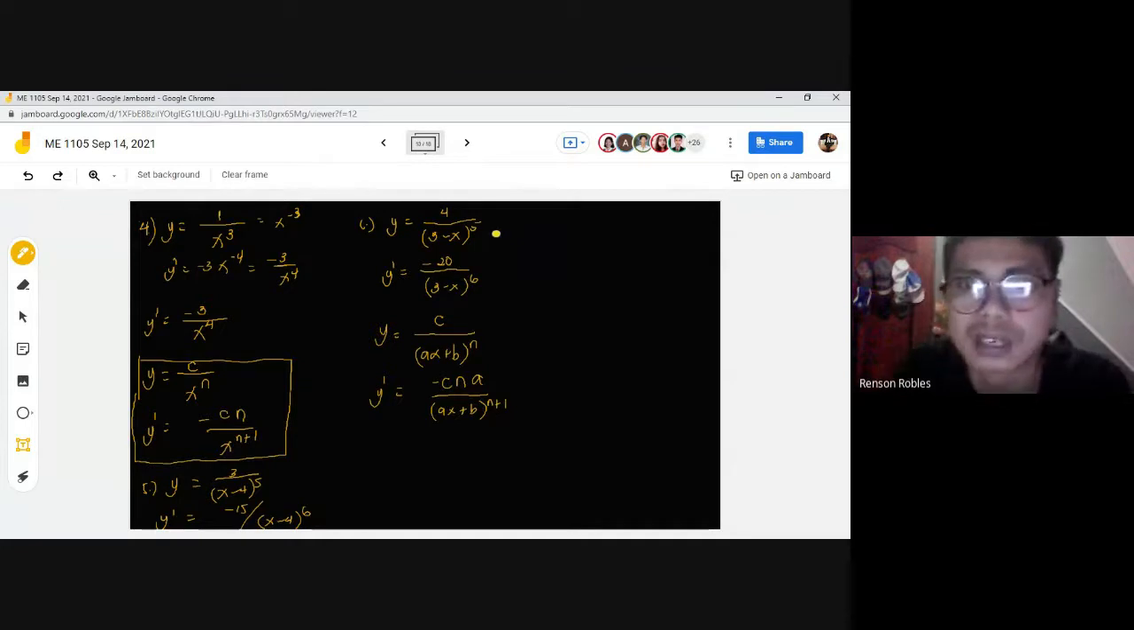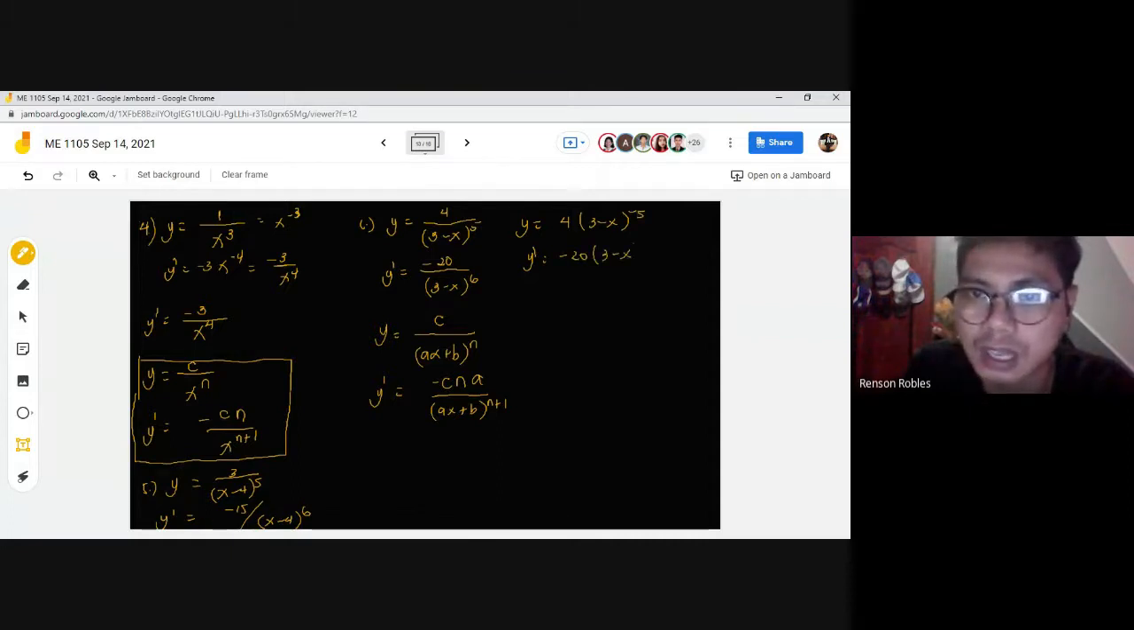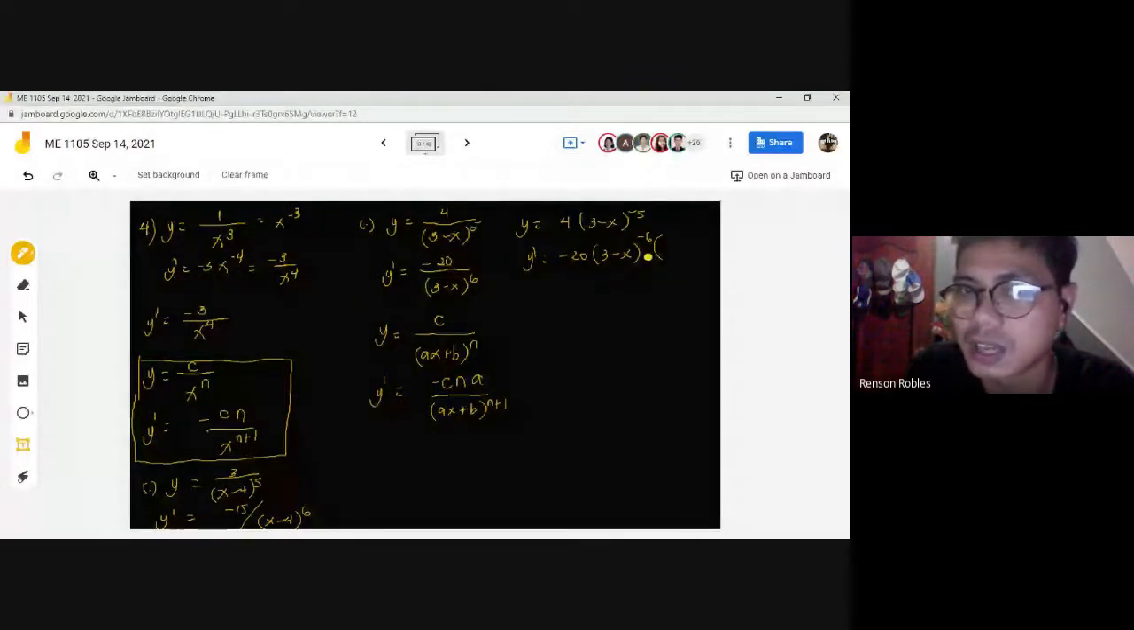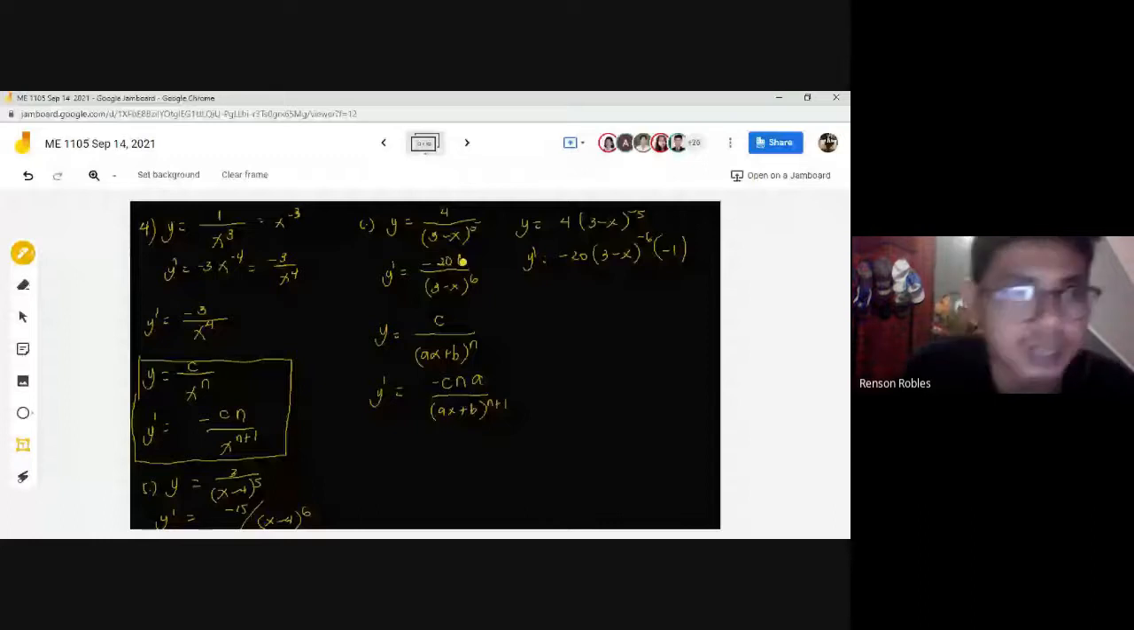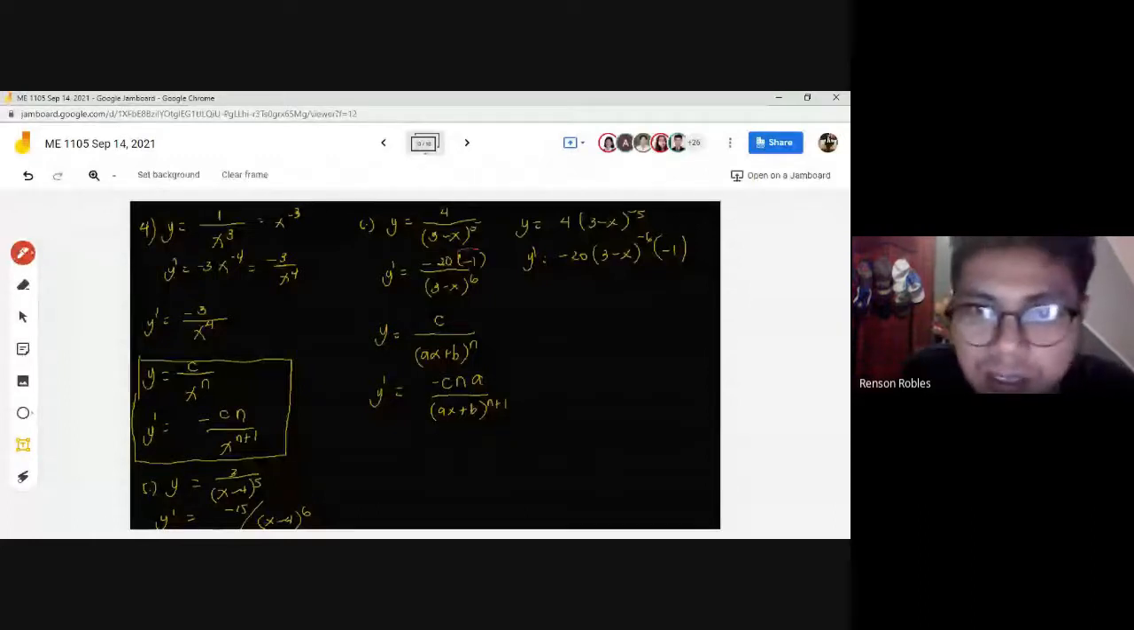Ito. So, di ba yung gagawin natin is itataas natin. So, y is 4 times 3 minus x to the 5th power negative. Y prime. Negative 5 times 4 is negative 20. 3 minus x, you subtract 1, negative 6, but do not forget to differentiate this. Okay? So, that will become negative 1. Kaya mayroon ditong negative 1. So, babalik siya sa positive. Iwan ko lang yung negative 1 na yan. Then ituro ko kung saan siya galing.